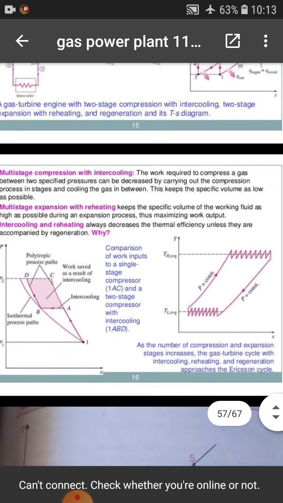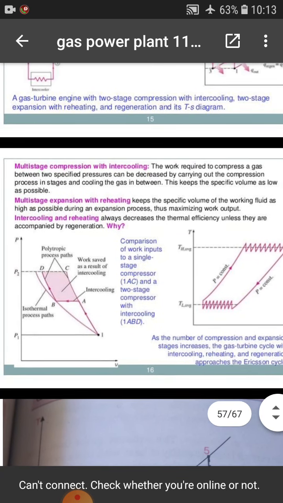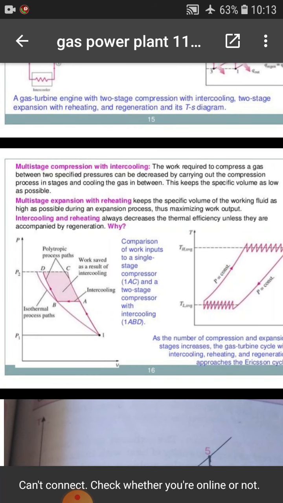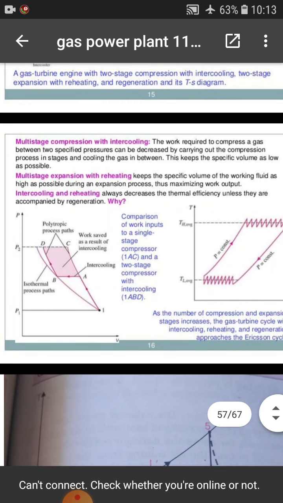Multi-stage compression with intercooling. The work required to compress a gas between two specified pressures can be decreased by carrying out the compression process in stages and cooling the gas in between. This keeps the specific volume as low as possible. Multi-stage expansion with reheating keeps the specific volume of the working fluid as high as possible during the expansion process, thus maximizing the work output.